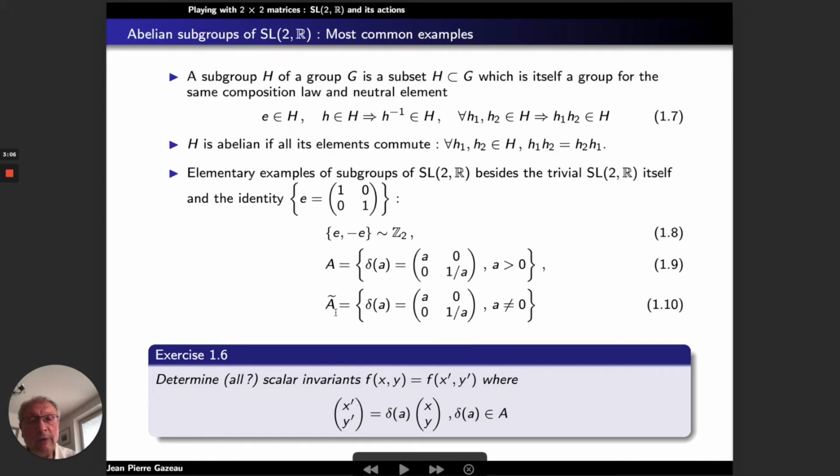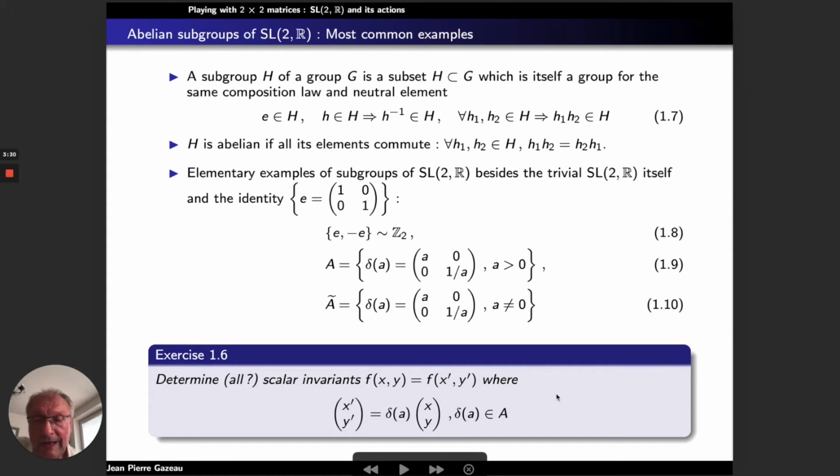And now you have another group which is larger than this one, but which contains this one, and I will denote it by A tilde. It's a group of diagonal matrices a, 1 over a, but where a is just different from 0. It can be negative or positive.